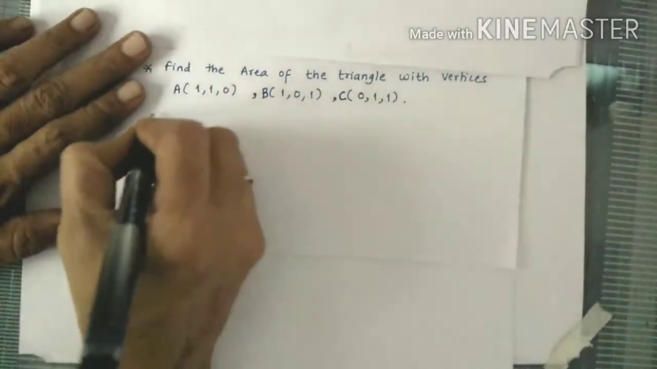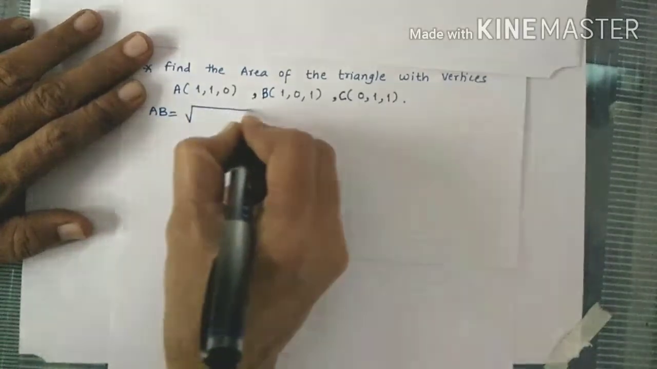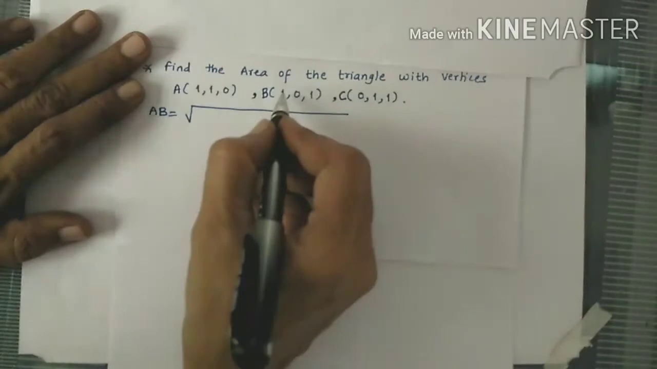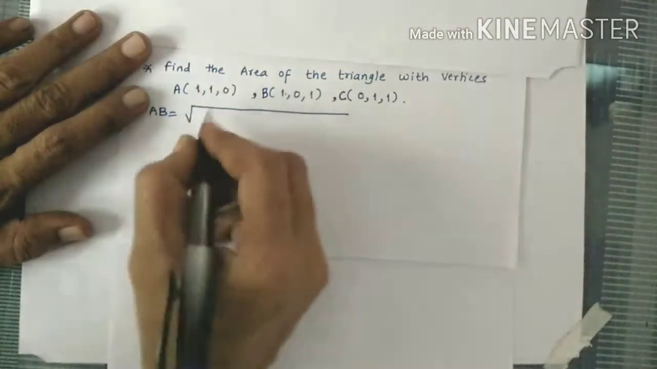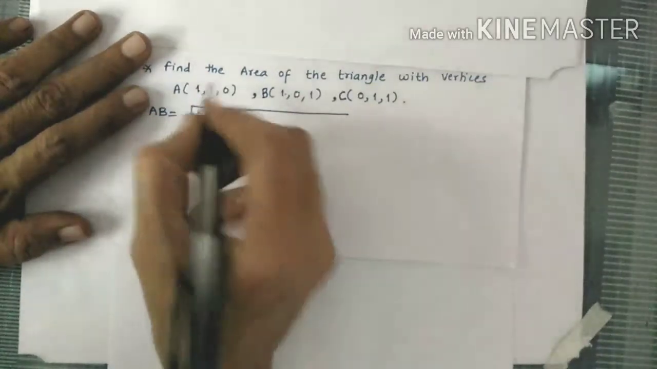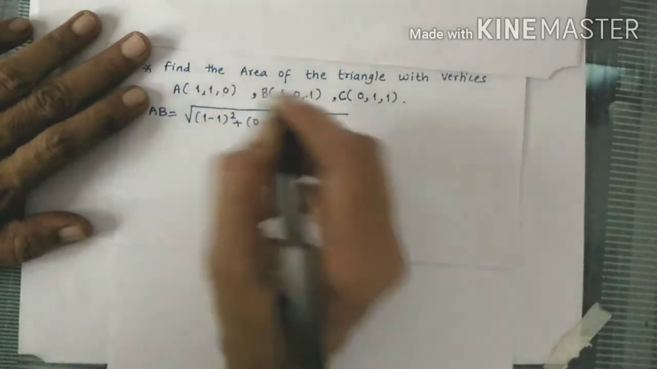First let's find out AB. AB equals root of (x2 minus x1) square plus (y2 minus y1) square plus (z2 minus z1) square. So 1 minus 1 square plus 0 minus 1 square plus 1 minus 0 square.